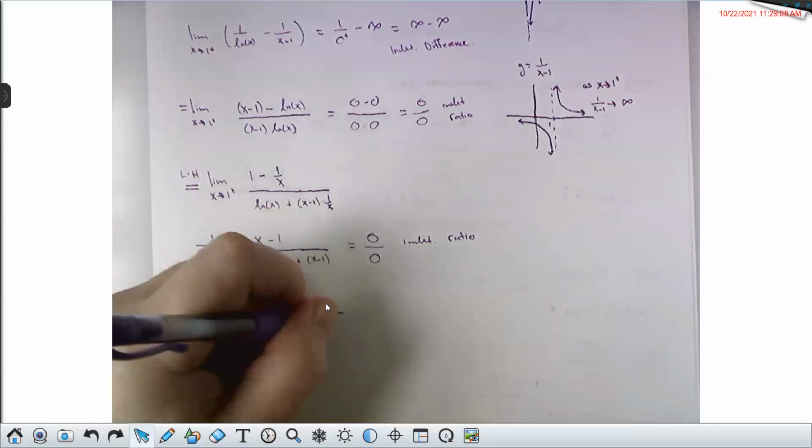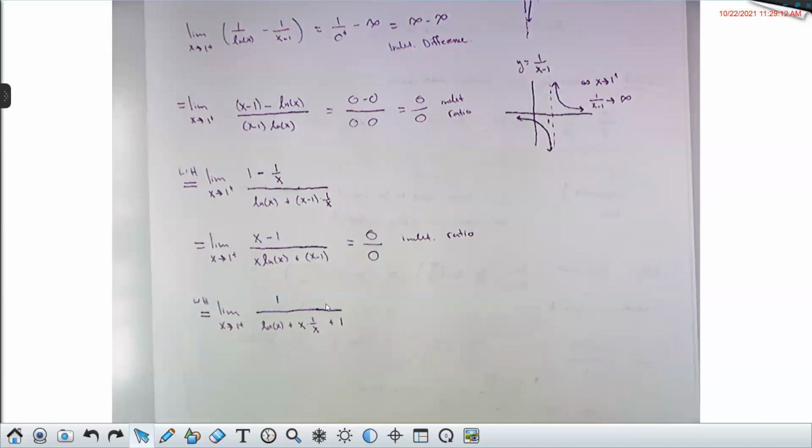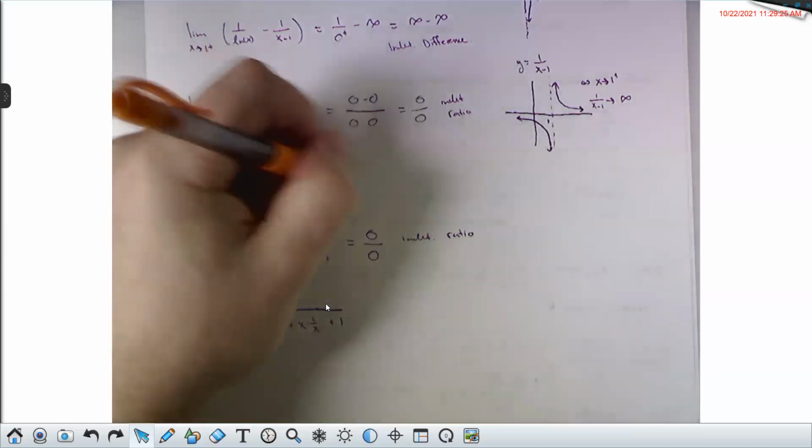Excuse me, how did you get the limit as x approaches 1 of x minus 1 over x ln x plus x minus 1? How did you get that? Oh, from here to here? Yes. I multiplied top and bottom by x.